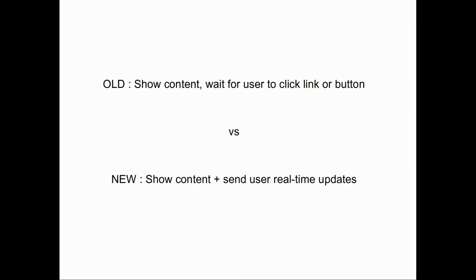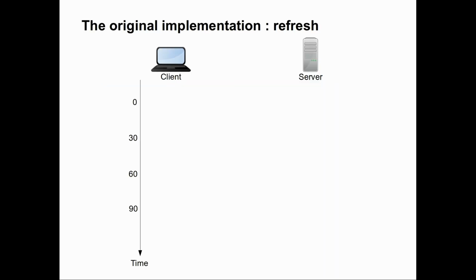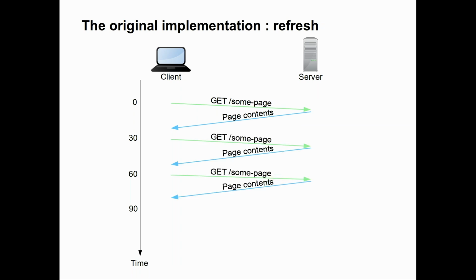So, there's the old way of doing things, and by old I mean pre-2010, and there's a new way. The old way we used to show content, load a page, and then somebody would click, and then we would load another page. The new way, of course, is we want to show content and push real-time updates. The old way, the way it used to work, is the client would say, get some page, and the server would return it, and then the user would click, and it would happen again and again and again.